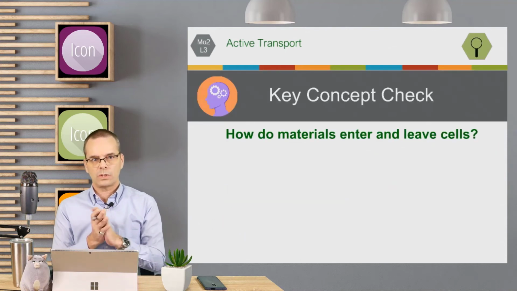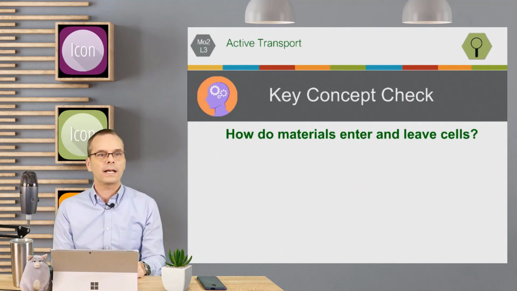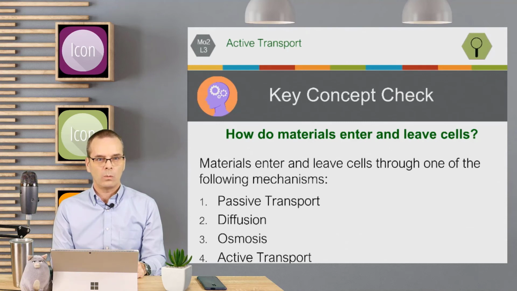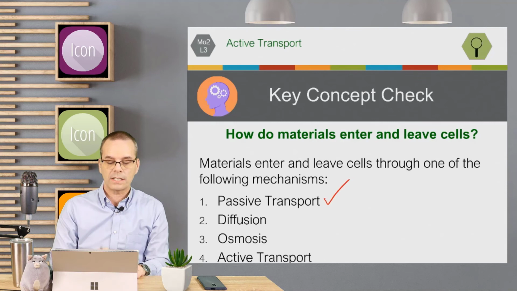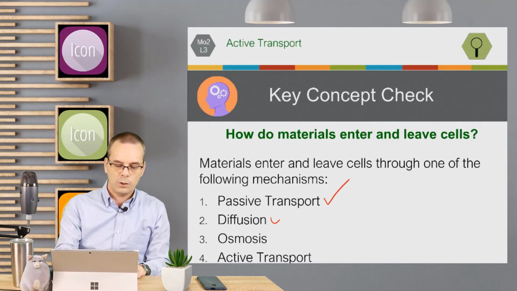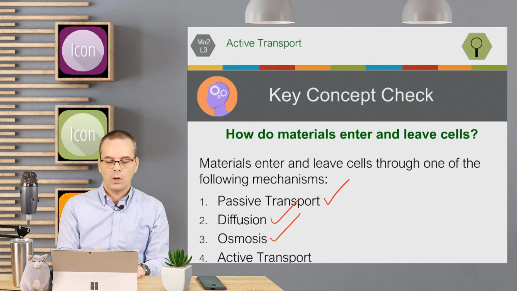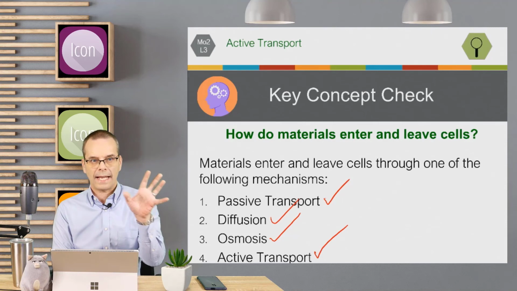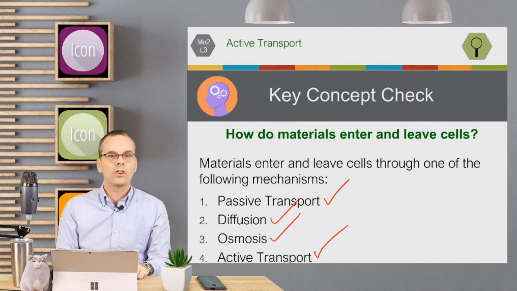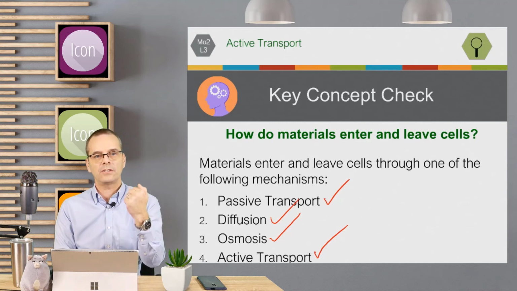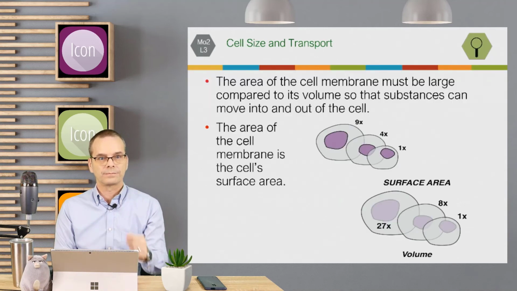So how do materials enter and leave cells? That's your key concept. Well, they can do it by either passive transport, diffusion, osmosis in the case of water, or active transport. So you have passive transport, active transport, diffusion, or osmosis. Those are the ways that materials can enter and leave a cell.